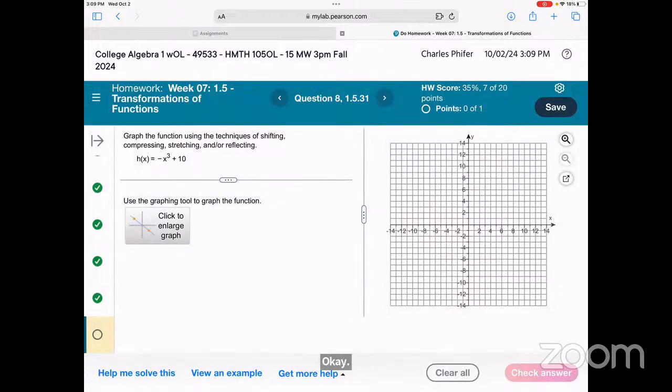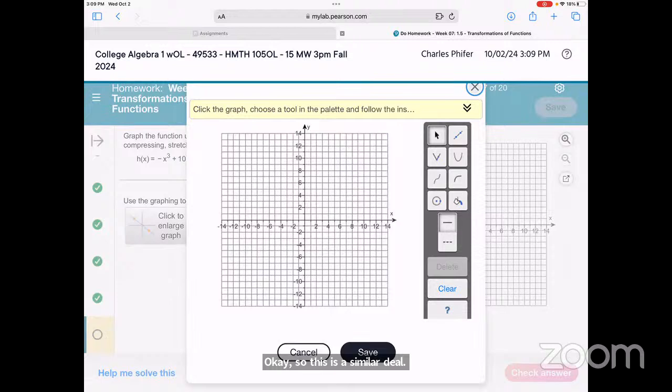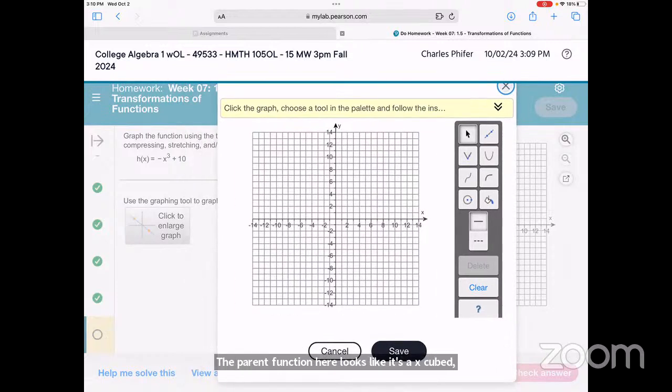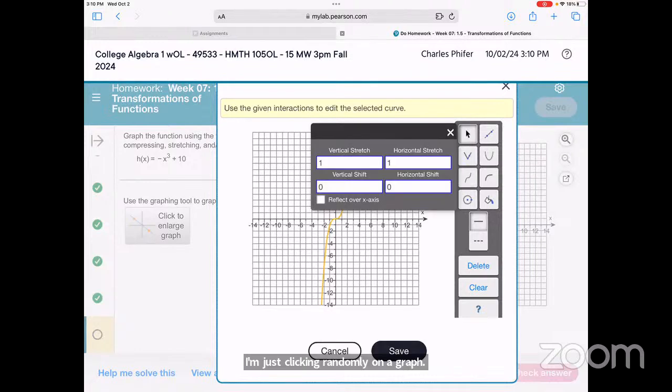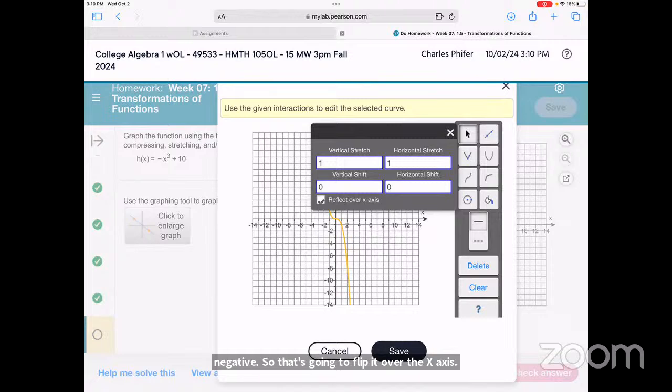Okay, so this is a similar deal. The parent function here looks like it's x cubed, which is third row on the left in this case. I'm just clicking randomly on the graph. So the first transformation I notice is we multiplied the outside by a negative. So that's going to flip it over the x-axis. And then we added 10 on the outside, so that's going to cause a vertical shift up by 10.